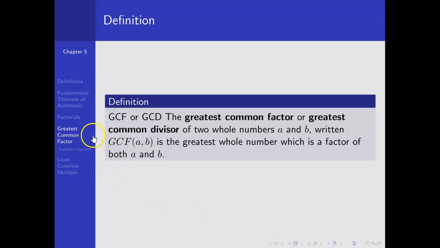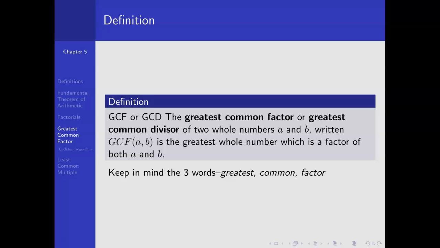So the greatest common factor, or greatest common divisor, of two whole numbers a and b, which we write as GCF of a comma b, is the greatest whole number which is a factor of both a and b. What you need to keep in mind here is that it's so easy for greatest common factor to get stuck together, said really quickly, or abbreviated to GCF, and it sounds like one individual term. But we want to keep in mind that it's made up of three different words: greatest, common, and factor.